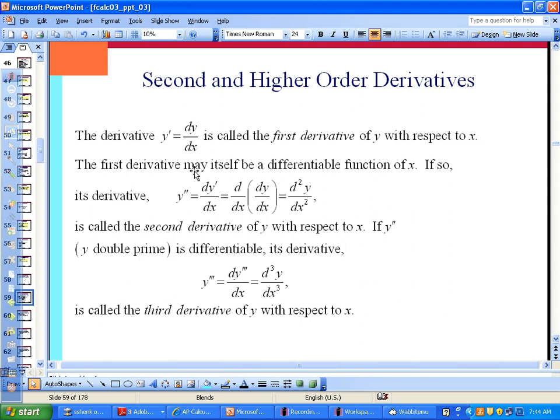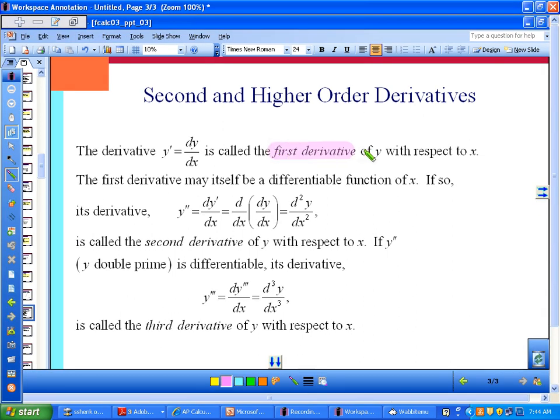In chapter 3, we're just going to be basically computing them, running through and finding second and third derivatives, or any higher ordered one. But then we'll really get into the applications of them in chapter 4. So the derivative, y prime, dy dx, is called the first derivative of y with respect to x. But that first derivative may also still be a differentiable function, which we could take the derivative of, and so on and so forth.